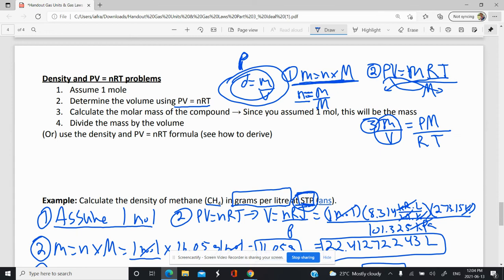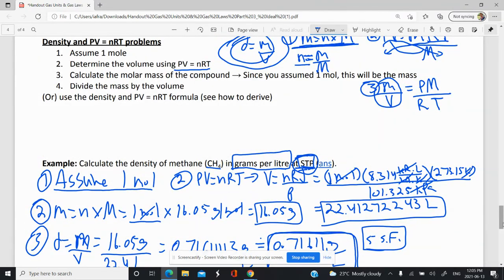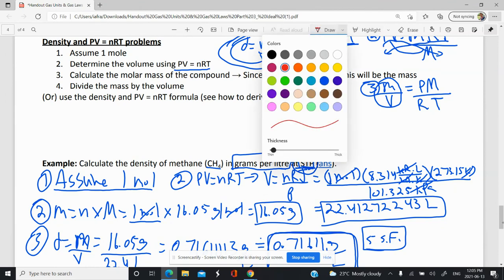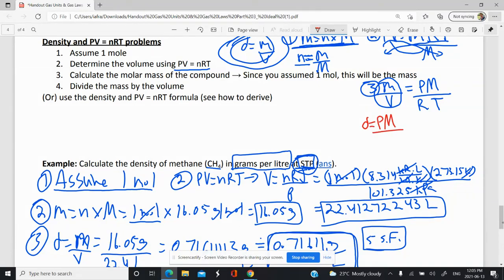So if I can use this equation instead of doing all those steps, I should get the same density. Let's try it out just to see if it works out. So I'm just going to show you that's our second step. You can use this to get the density as well. So we can say density is equal to pressure times molar mass over RT. And so we'll get the pressure was 101.325 kPa, times the molar mass, which was 16.05 grams per mole, divided by the R value, which is 8.314 kPa liters per mole Kelvin, times the temperature, which is 273.15 Kelvin. And notice we'll cancel things out. Kelvin will cancel out. Moles will cancel out. kPa will cancel out. And we're left with grams per liter.